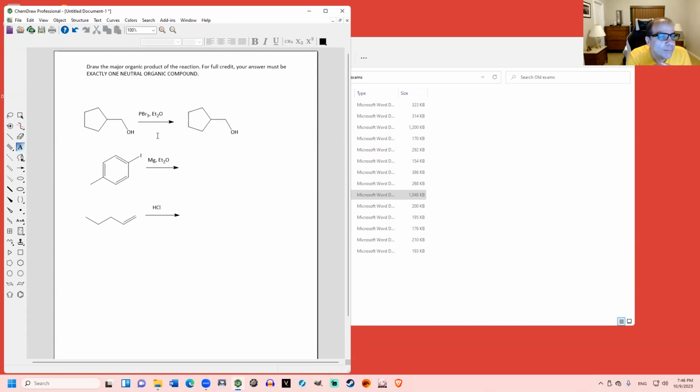So recall that phosphorus tribromide converts a primary or secondary alcohol to the corresponding bromide. It just substitutes the OH for bromine. You're not responsible for the mechanism. And recall when you treat an alkyl halide with magnesium and it's not followed up by water, then you insert the magnesium in the carbon-halogen bond. Most likely the halogen will be either bromine or iodine.